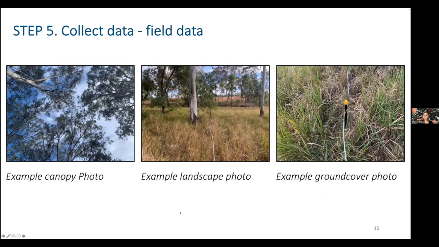So this is just an example of each of those photos taken as part of the method. So as I said, the canopy photo is looking straight up from the top of the star picket. We've got our landscape photo, and you can just see the opposing star picket in the center of the frame there. And then our example ground cover photo, where we're looking down at that small star picket directly opposite the large star picket.